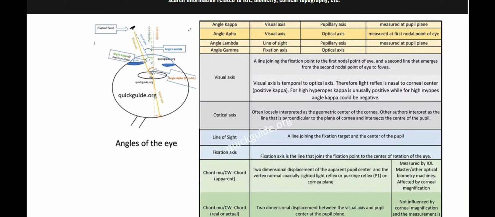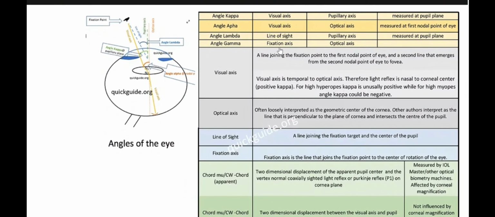Now, angle kappa. Angle kappa is the difference between the visual axis and the pupillary axis, and this is measured at the pupillary plane. Angle alpha is the difference between the visual axis and optical axis, but this time it is measured at the nodal point of the eye. So for both angle kappa and angle alpha, the common thing is the visual axis, right? Let us now look into what this visual axis means.